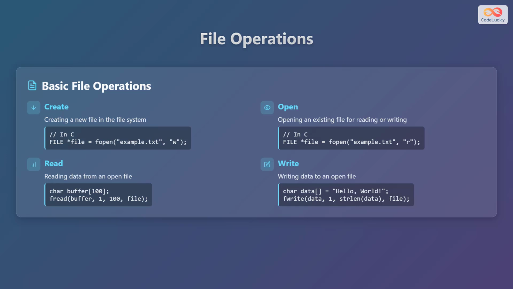Finally, the write operation involves writing data to an open file. For example, char data equals "hello world". fwrite data, 1, strlen data, file.